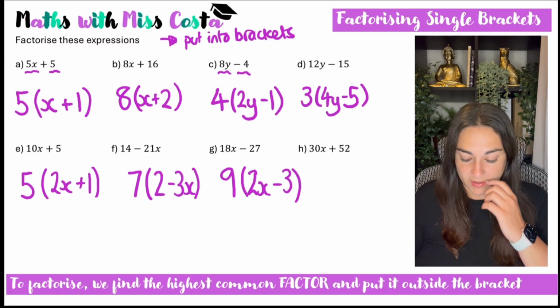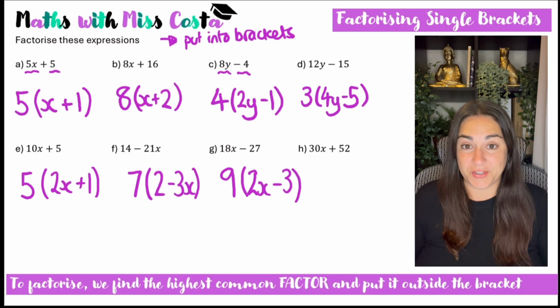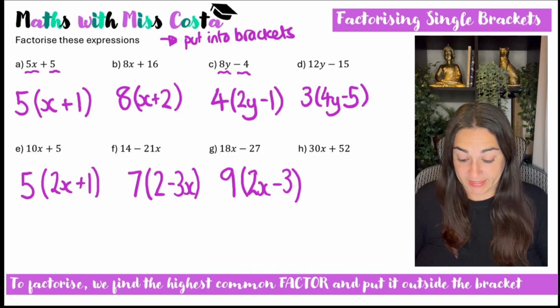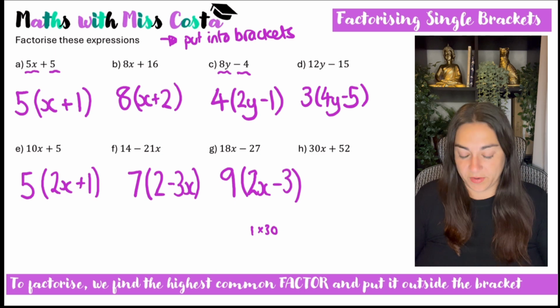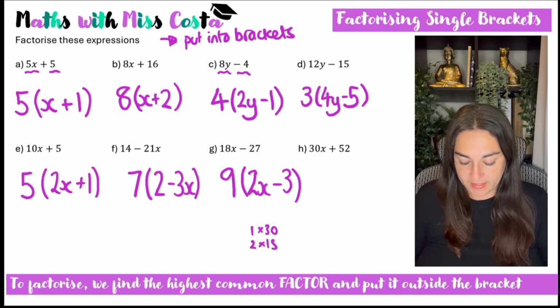And with the final one, I've got 30x and 52. And this is going to be slightly trickier. So I want to think of all of the factors of 30. So 1 times 30, 2 times 15, 3 times 10, and then 5 times 6. And then the factors of 52 are 1 times 52, 2 times 26.